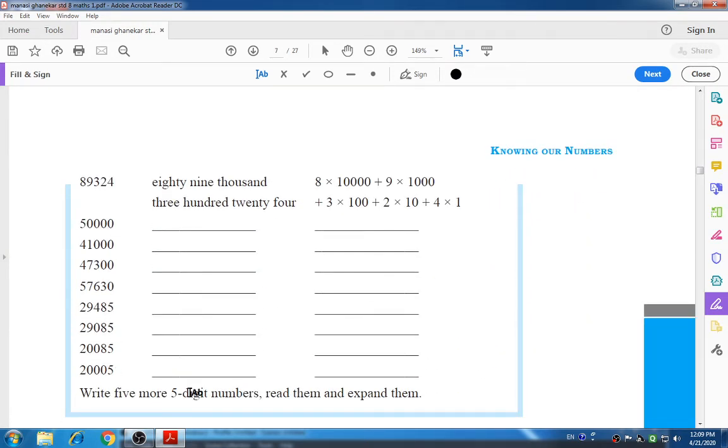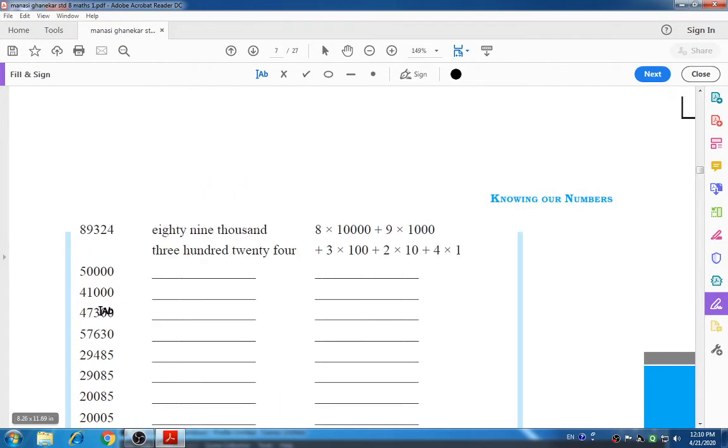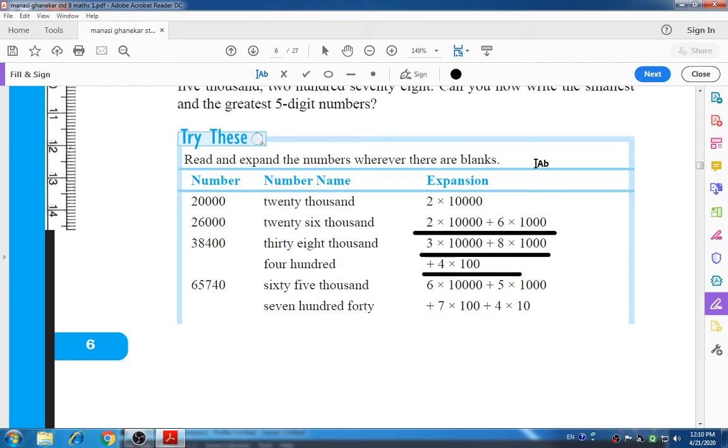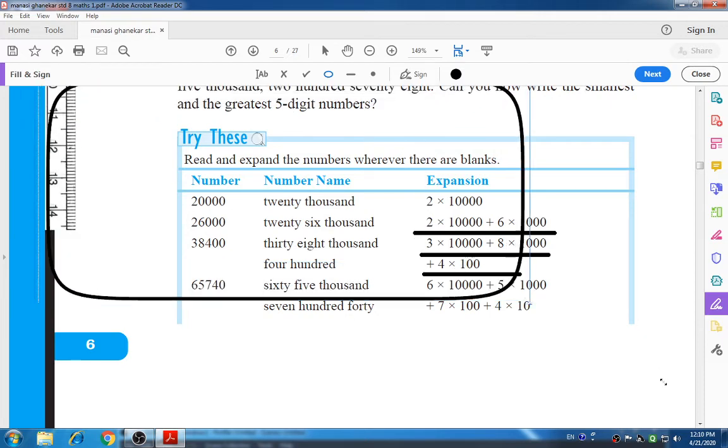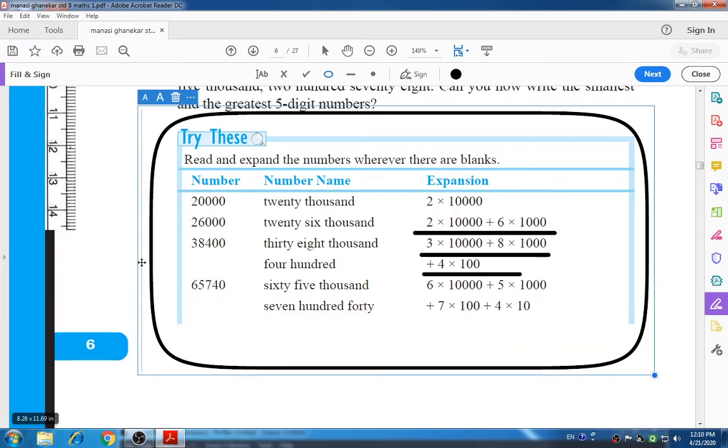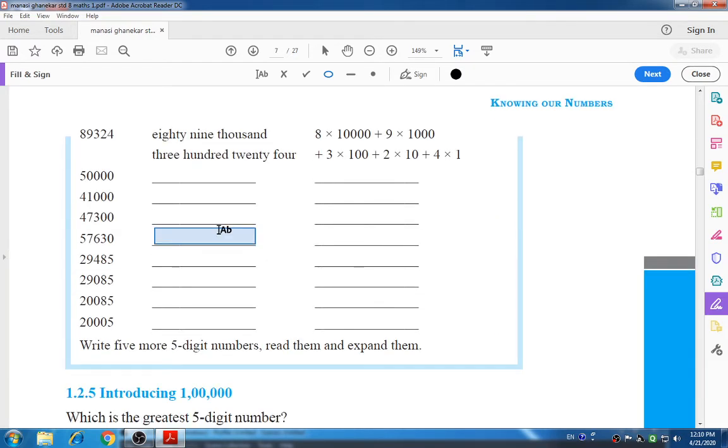Look at here carefully. Write down in your notebook. These are some examples: the first one is 50,000, 41,000, next 47,300, 57,630, 29,485, 29,085, 20,085, 20,005. You have to write their number name and expansion in this way. You have to make a table like this, and solve these other examples in the same way. Look at the question: write the number name and expansion.